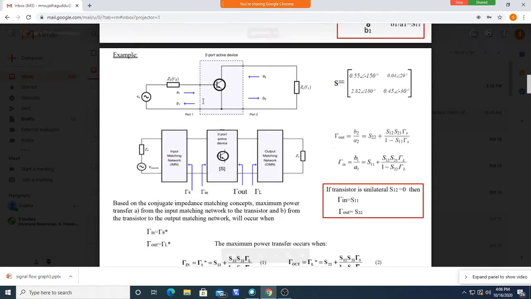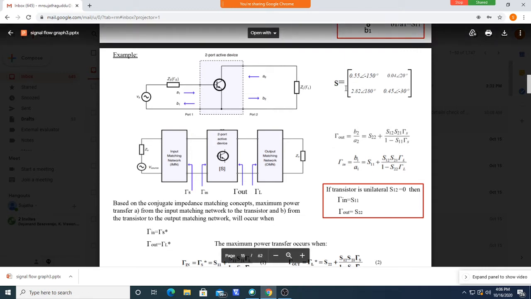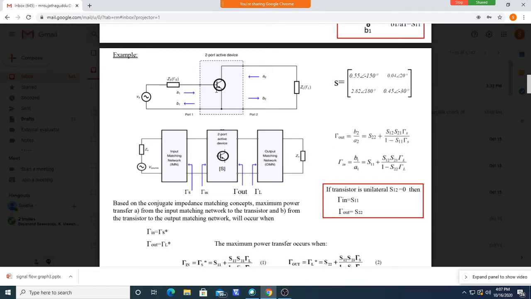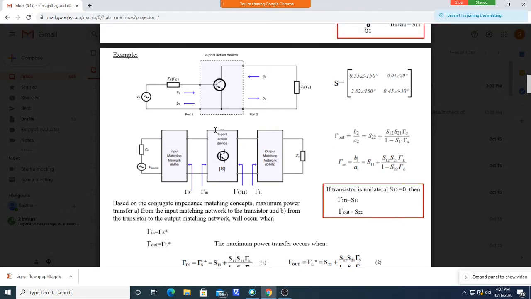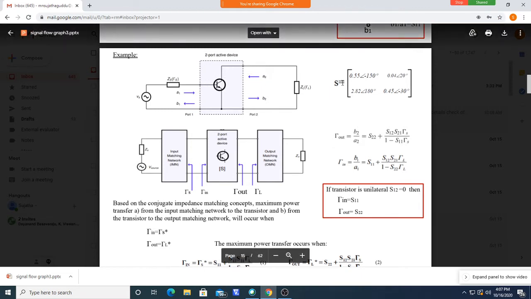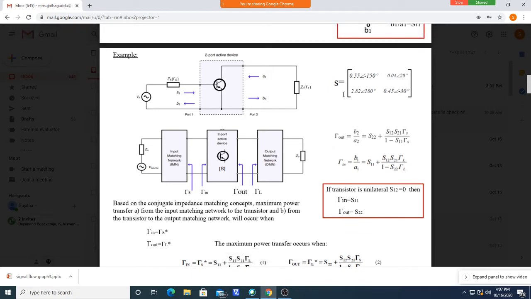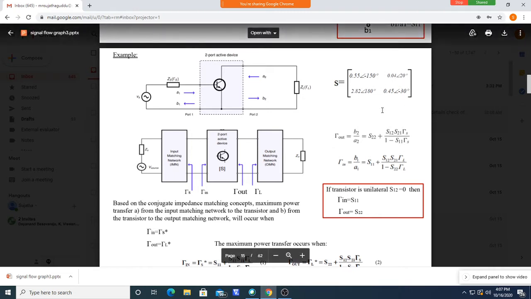This is a transistor, a BJT. This BJT is represented using S parameters. This is the S matrix of the BJT at a particular frequency. The BJT is a two-port network, represented by an S matrix with parameters S11, S12, S21 and S22 at a particular frequency.